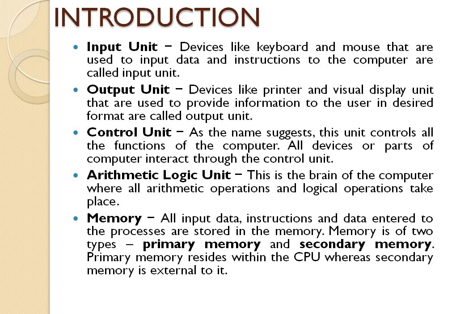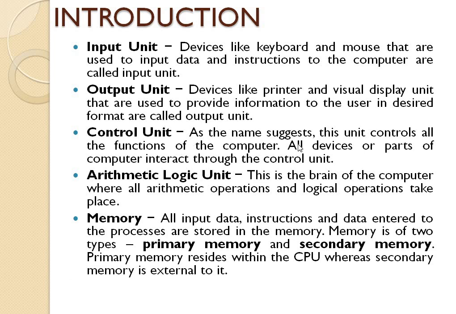With the printer, whatever we ask for, if there is a document in our system, we need to get it as output. Using the printer we are getting it, right? So devices like the printer and the visual display unit, which is nothing but a monitor, are used to provide information to the user in the desired format. What is the desired format? Their wish format. Whatever format they ask for, the computer gives us in that format, right?